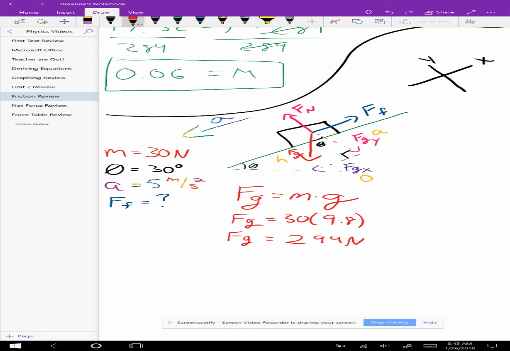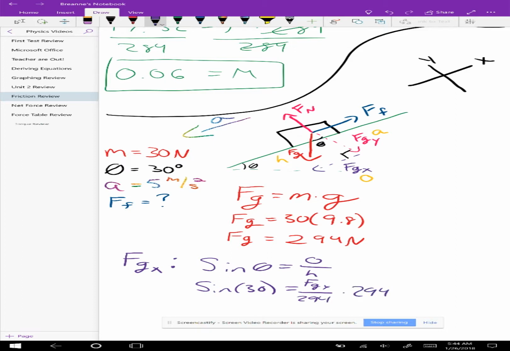So once we know our force of gravity, we can actually break it up into x and y, since it's a triangle. To find our force of gravity in the x, since it's opposite, we're going to use sine theta, opposite over hypotenuse. So sine of 30 equals our opposite, the force of gravity in the x, over our hypotenuse, 294. Multiply that on the other side.